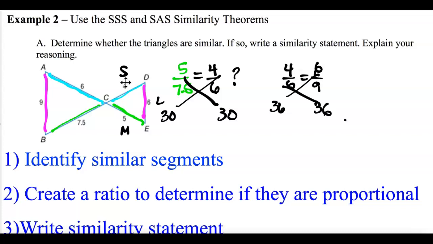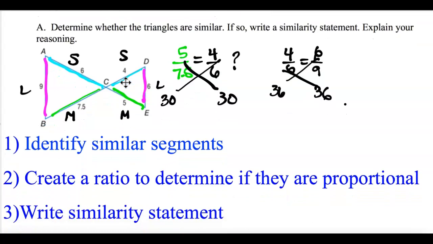So if we go over here, the small side here is 6, the medium side here is 7.5, and the large is 9. So when you do set up your proportions, you can make sure that they are correct, and when I look at my cross products, they are indeed the same, so we can write a similarity statement. So we'll say that triangle, and we'll start with small, ACB is similar to triangle, we're starting with D, C, and then E.